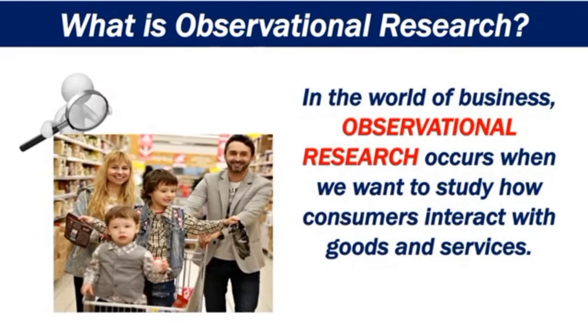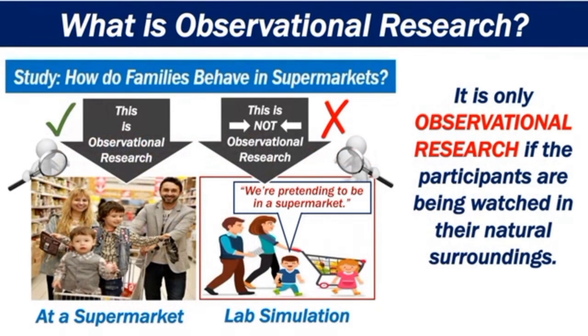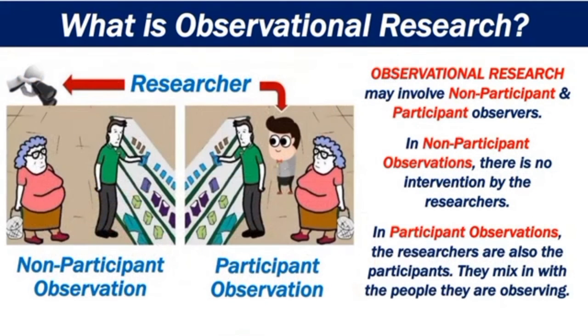In the world of business, observational research occurs when we want to study how consumers interact with goods and services. It is only observational research if the participants are being watched in their natural surroundings. For example, observing people at a supermarket is observational research. Observational research may involve non-participant and participant observers. In non-participant observations, there is no intervention by the researchers. In participant observations, the researchers are also the participants. They mix in with the people that they are observing.